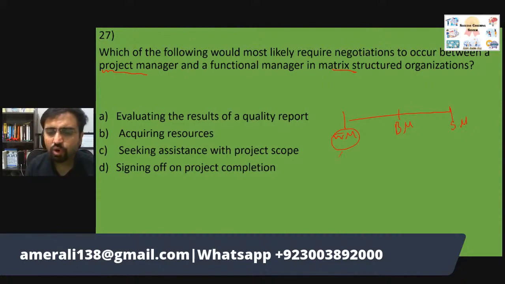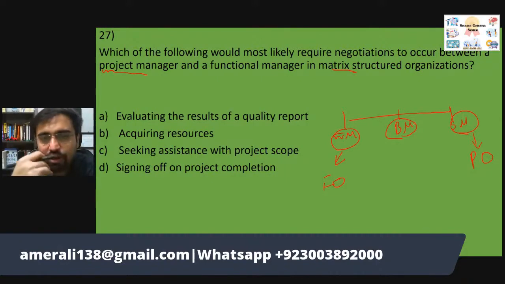Weak matrix is more towards functional organization, and strong matrix is more towards projectized organization. So whenever we say a matrix organization, mostly we mean balanced matrix. So what do we have in balanced matrix? They share the power between them, they share the resources between them, so that things need a negotiation between the two parties.